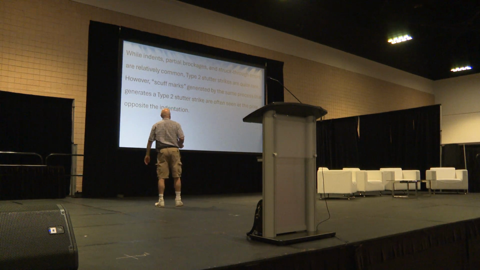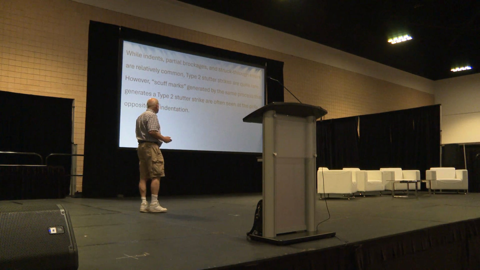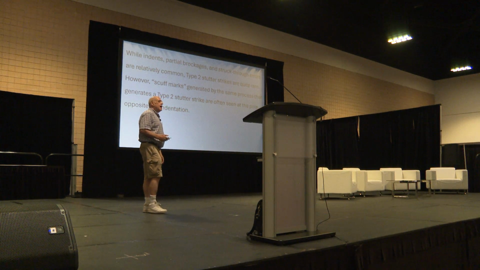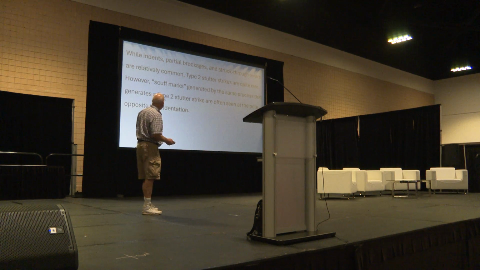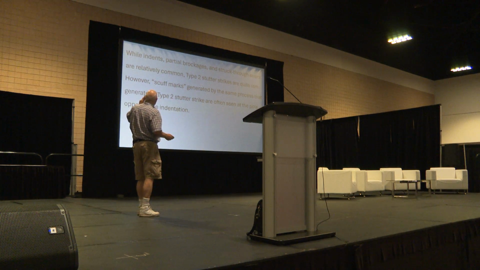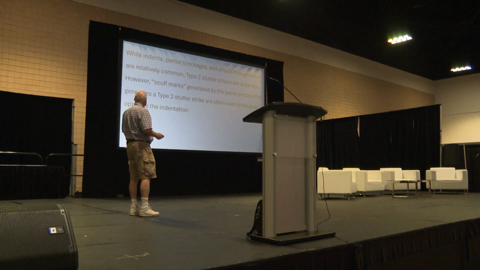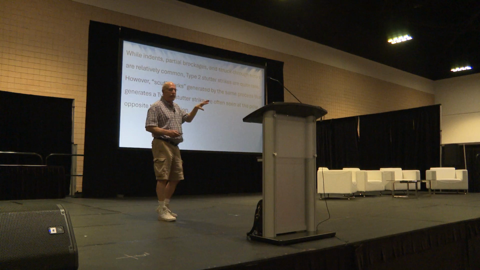While indents, partial blockages, and struck-through errors are relatively common, Type 2 stutter strikes are quite rare. I have maybe 4 decent examples in my collection. I've seen others, but they were priced too high. So they're rare. However, scuff marks generated by the same process that generates a Type 2 stutter strike are often seen at the pole opposite any kind of indentation.